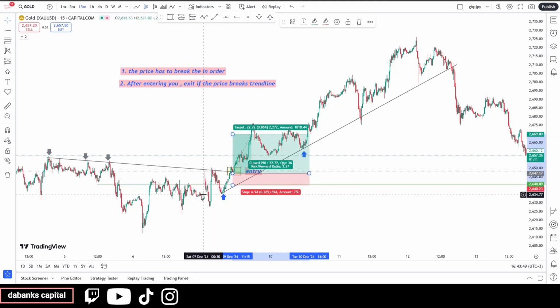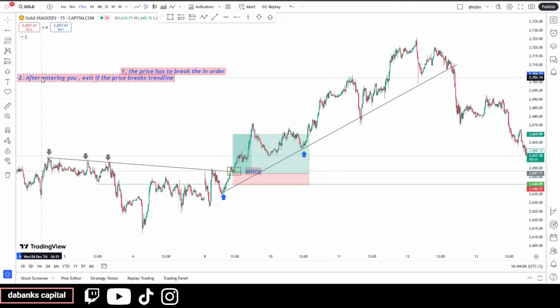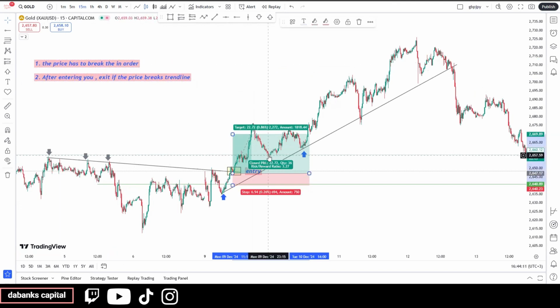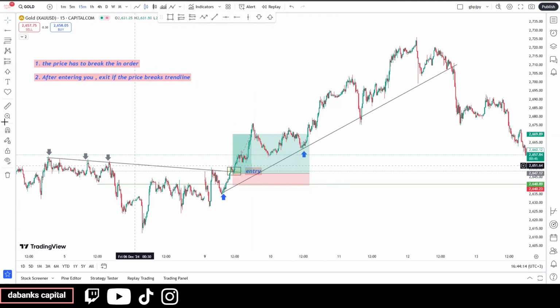So you can see that in this trend line market, the price was respecting our trend line, but it broke the trend line here. So after breaking the trend line here, we could consider this as our entry position. So let me say you entered here. This was our entry position.